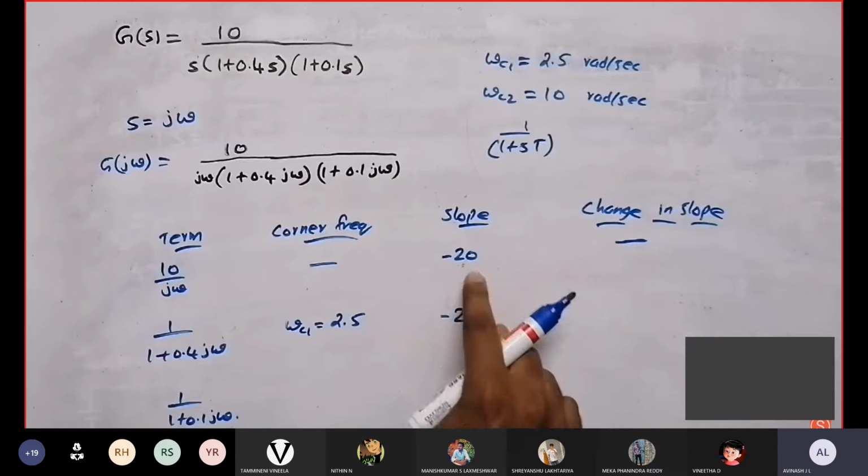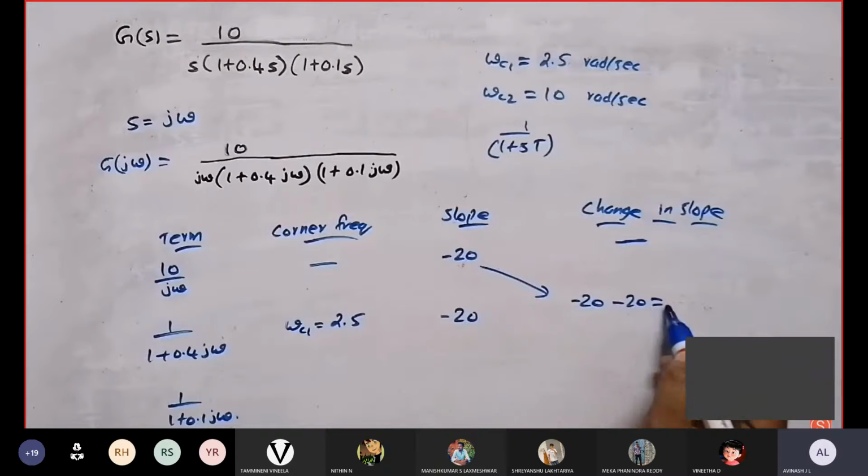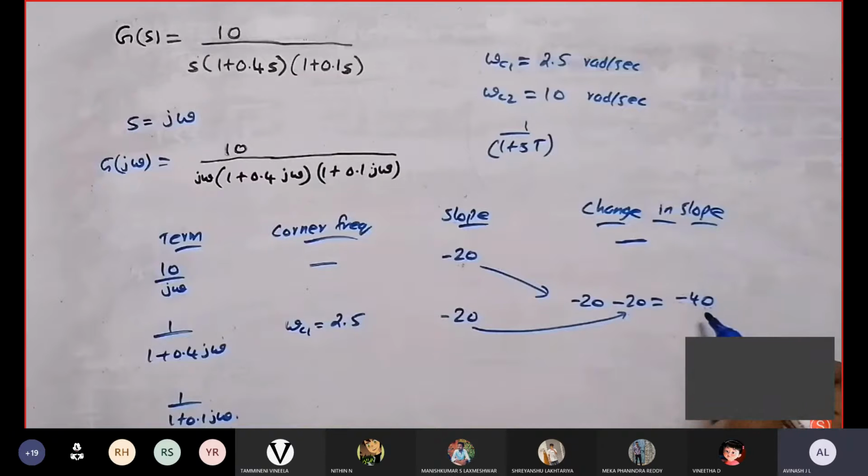Now change in slope. Now there is a change in slope. From minus 20, it becomes minus 20. So minus 20 was our initial slope. Then again a minus 20 slope is getting. Minus 20 slope is getting. So minus 20 minus 20, it will be minus 40. That is our change in slope.